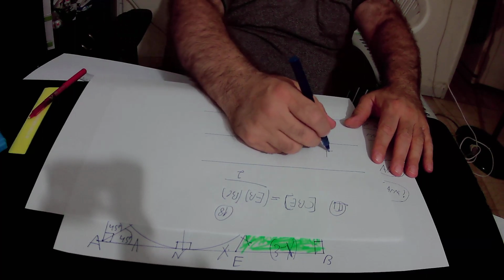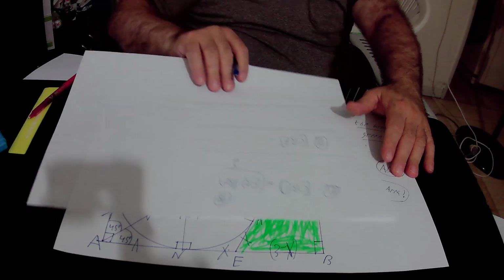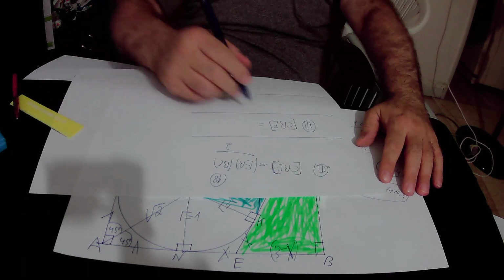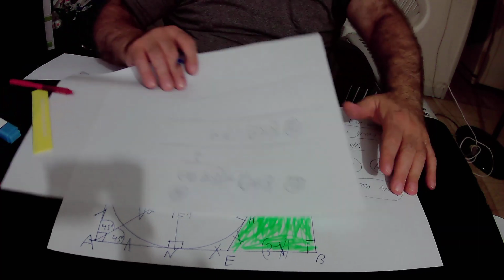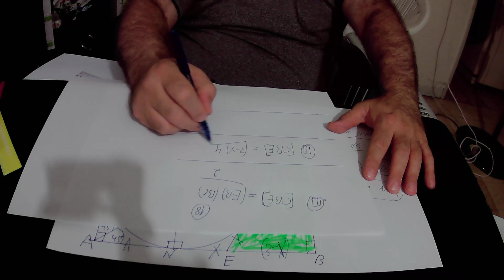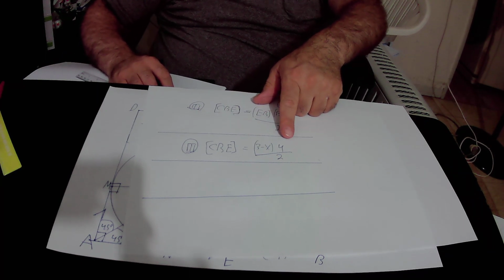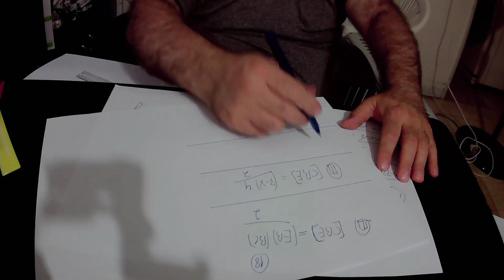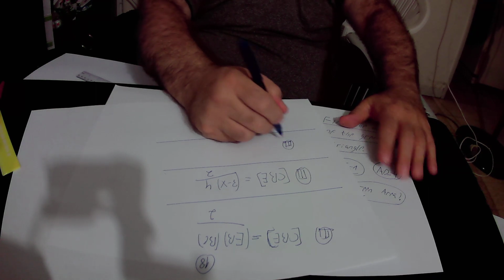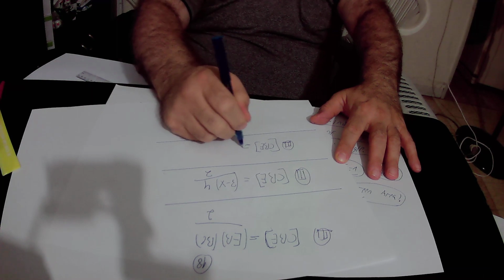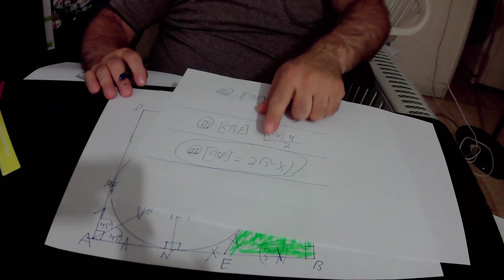And so the area of the green right triangle CBE, according to equation number 3, equals EB. We have already found that EB equals 3 minus X, times BC. BC equals 4 units, so 4 over 2. So the area of triangle CBE equals 3 minus X times 4 over 2. 4 over 2 is 2, so the area of the green right triangle CBE is equal to 2 times 3 minus X.